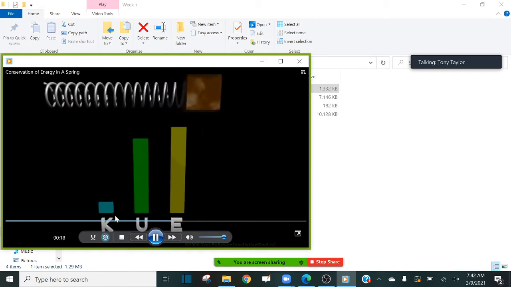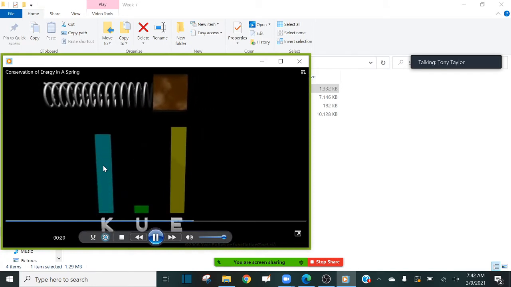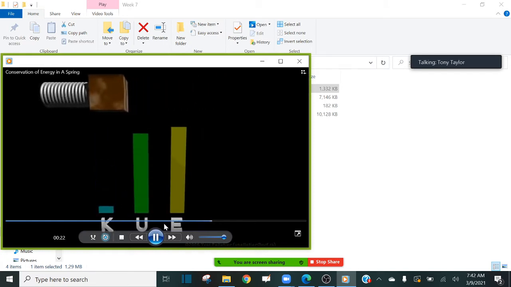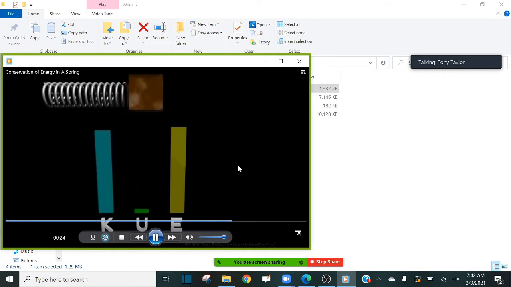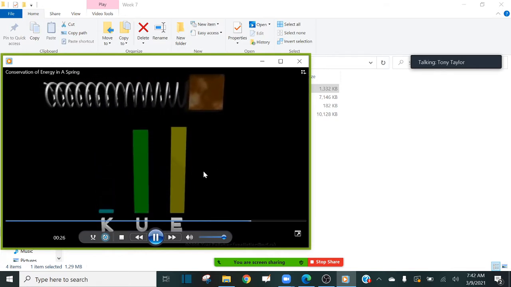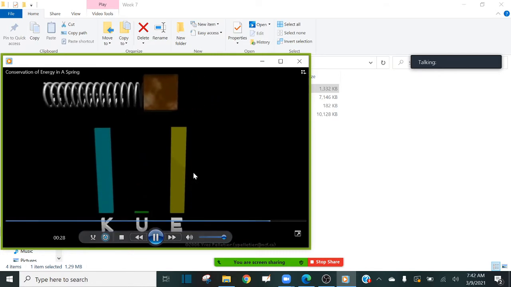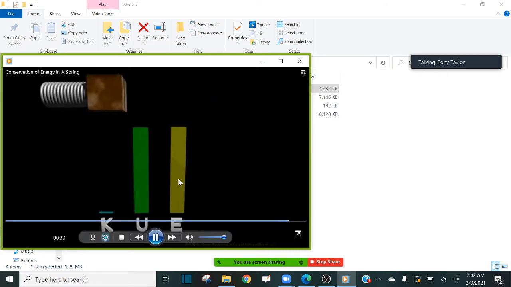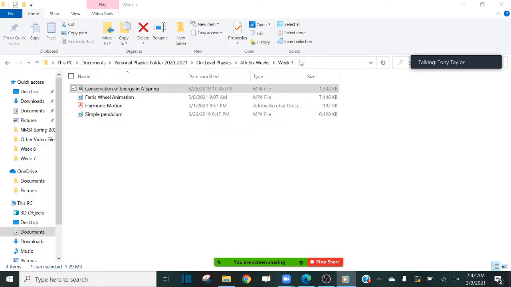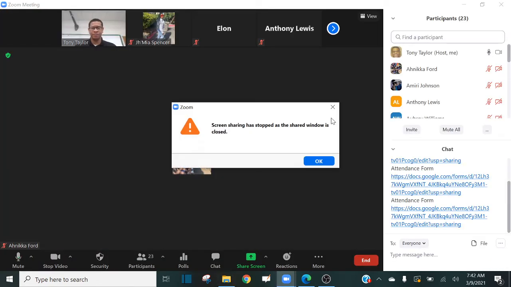Here these bars show us kinetic energy, potential energy, and the total energy. But we're not going to get into that today. We're not going to talk about kinetic energy and potential energy of a spring system. That's more for students in AP Physics. I just want to focus on analyzing the system itself.